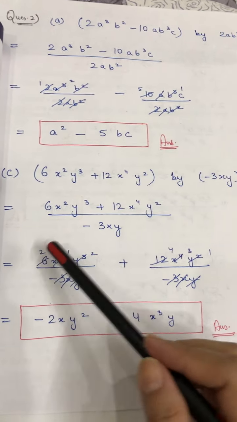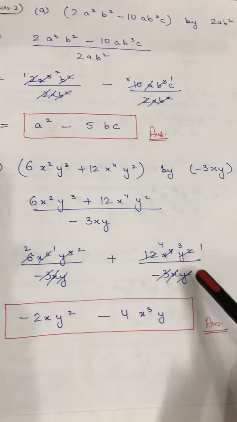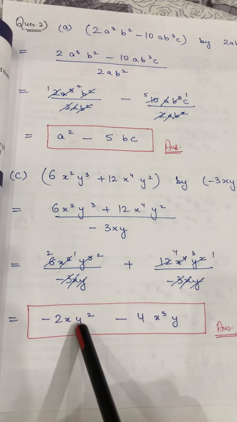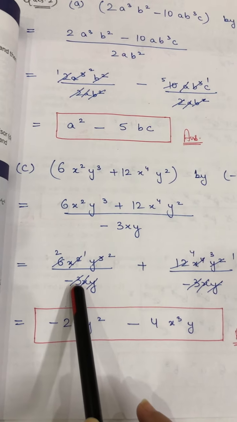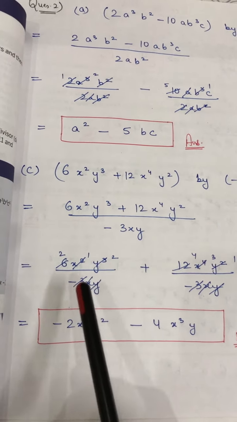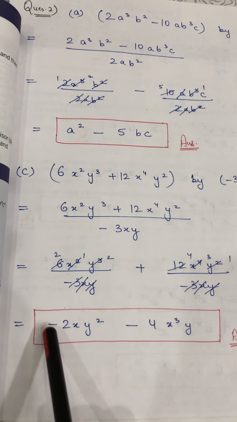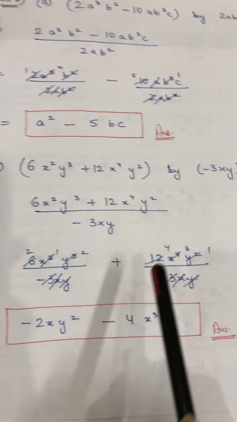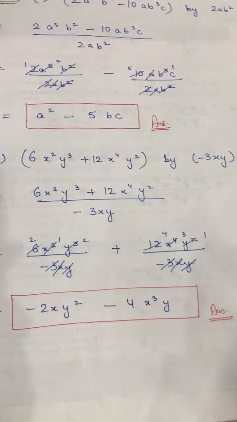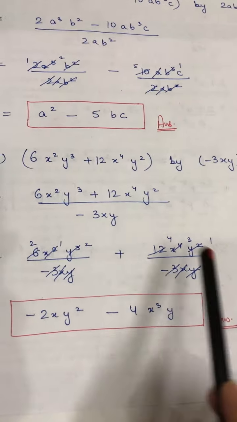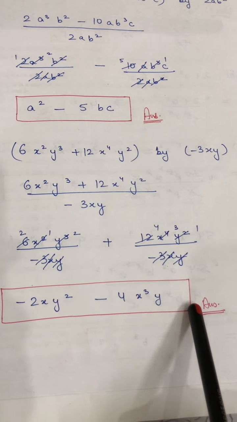Now cancel constant with the constant, variable with the variable. Here also, here also. Here what is left? 2xy². Here what is left? 4x³y. Now if the denominator or numerator, anyone, has a minus sign, you have to place the minus sign in between. Here also this is a minus sign, so this complete term is now negative, and when there is a positive sign before that, the positive sign will be neglected and you have to place the minus sign in that place. So now the answer is minus 2xy² minus 4x³y.